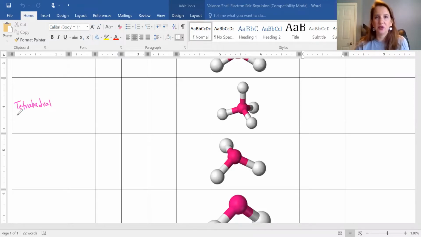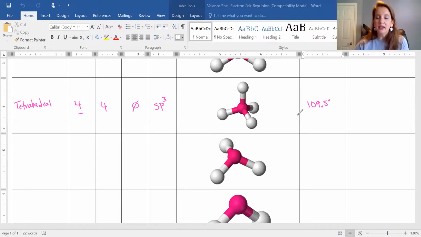And because the prefix tetra means 4, that means there are 4 total pairs. All of those are bonded, so there are no lone pairs of electrons here. The hybrid orbitals then are going to be sp3, 1 s and 3 p's added together equals 4. And our angle is going to be 109.5 degrees.